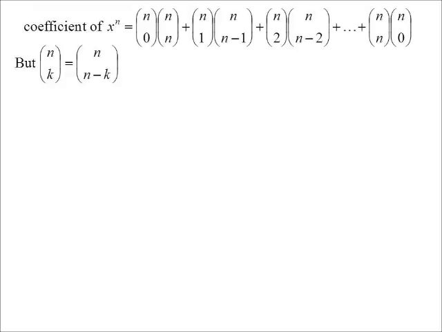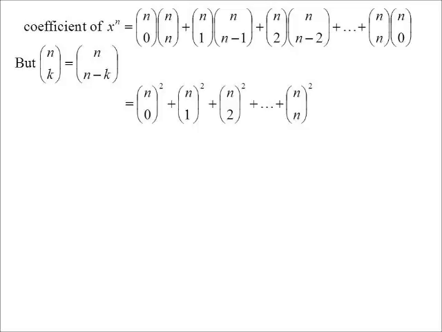But remember, it's symmetric, Pascal's triangle. nC0 is the same as nCn. nC1 is the same as nC(n-1), and so on all the way down. So I could rewrite that as nC0 squared plus nC1 squared, and so on. And so I have, on the left-hand side, the sum of all the coefficients squared. Okay. So that was one half of what we're trying to prove.